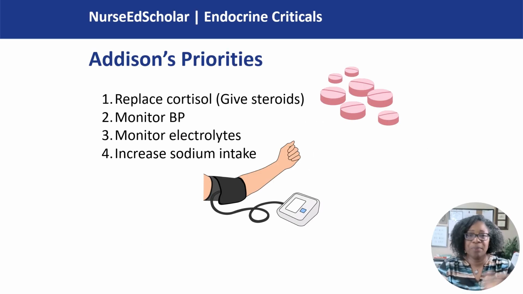Now, as a nurse, what are the priorities? What are you looking for? What orders are you looking for? What are you going to be doing to help your patient? So you're going to see an order to give steroids in your patient with Addison's disease.